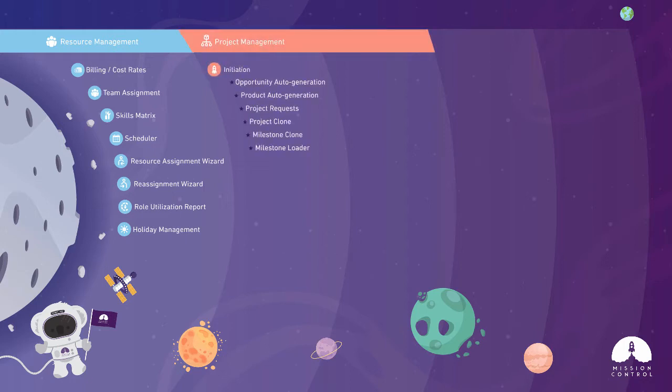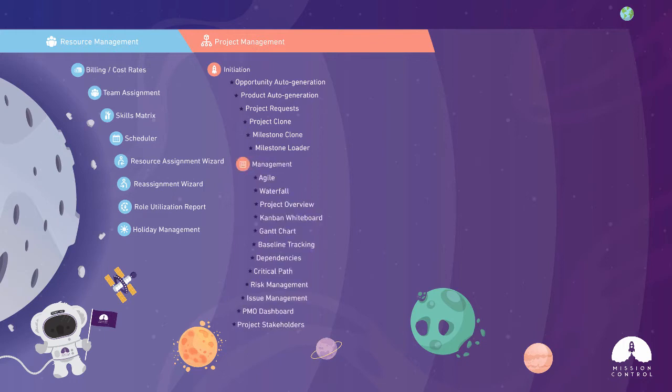From a project management perspective, there's a number of ways of generating a new project. You can automatically generate a new project directly from an opportunity. So let's say when you close-win an opportunity, a new project can automatically be spun up. You can also have people submit project requests, or you can clone projects based on templates. From a management perspective, Mission Control supports both Agile and Waterfall methodologies.